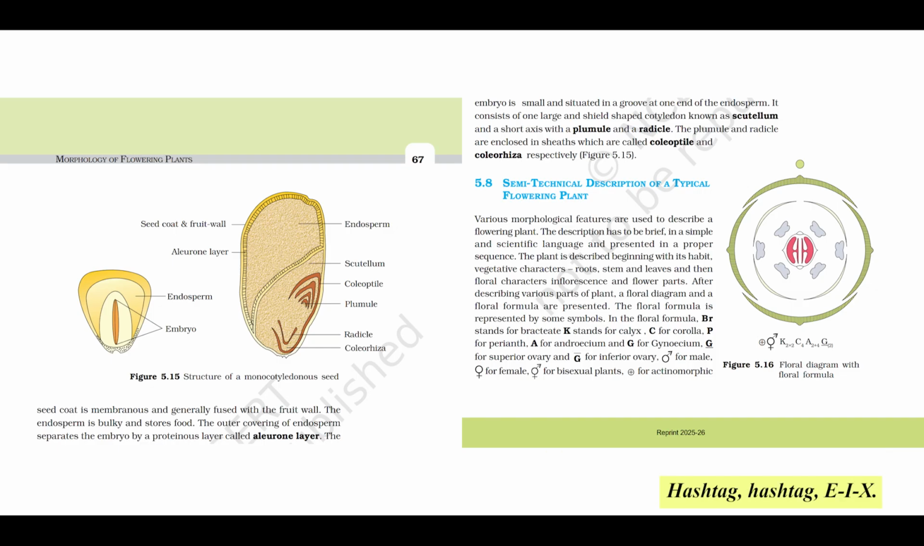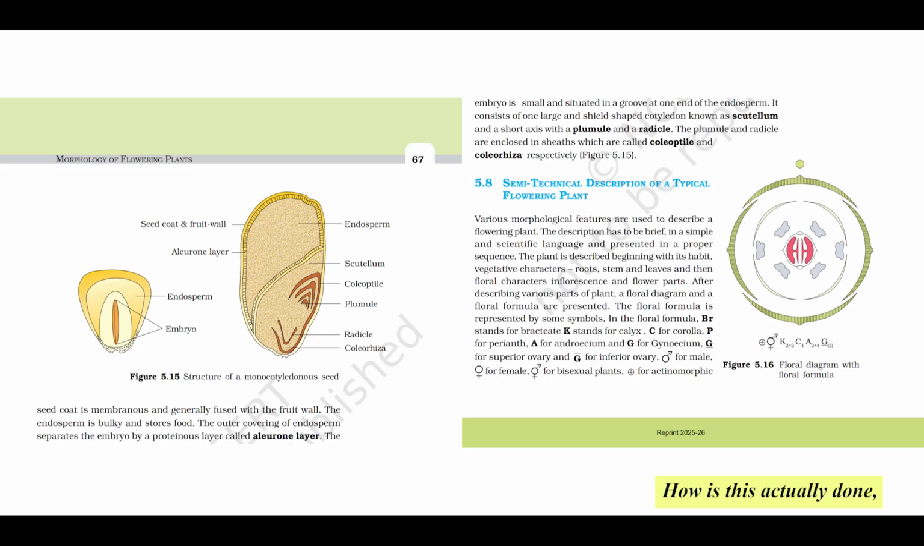Semi-technical description of a typical flowering plant. Right, so we've covered roots, stems, leaves, inflorescences, flowers, fruits, and seeds in quite some detail. To summarize and standardize all this vast morphological information, biologists use a precise, semi-technical description method.